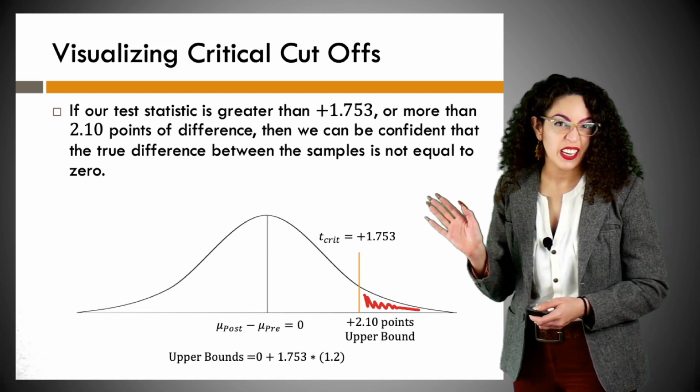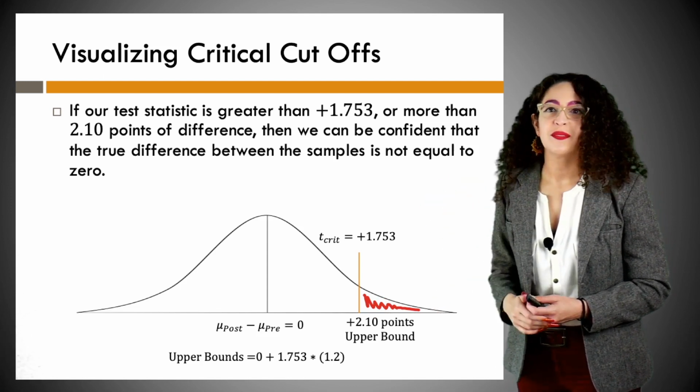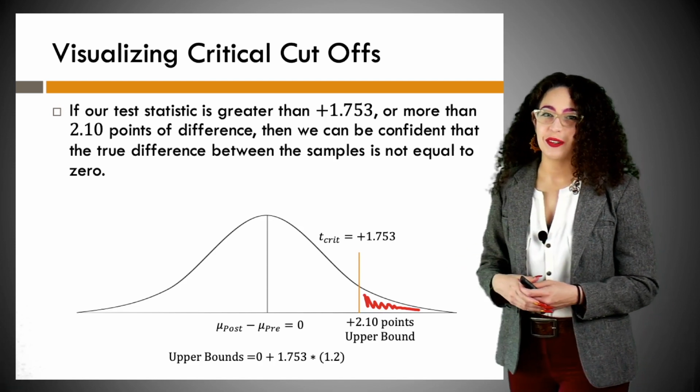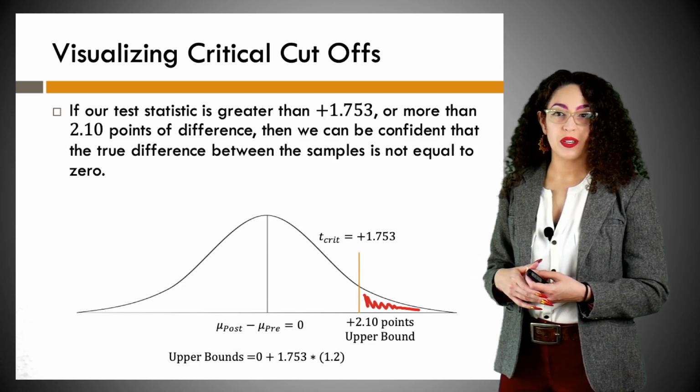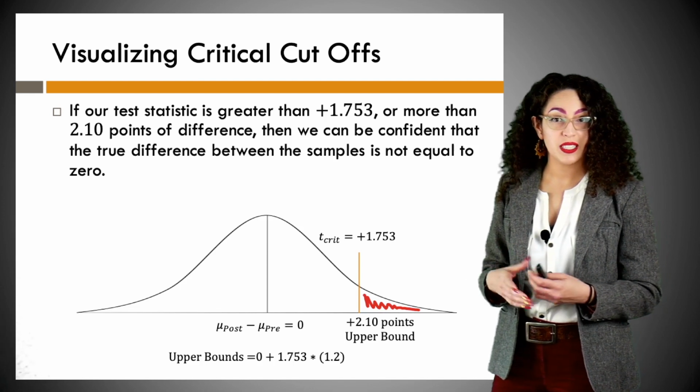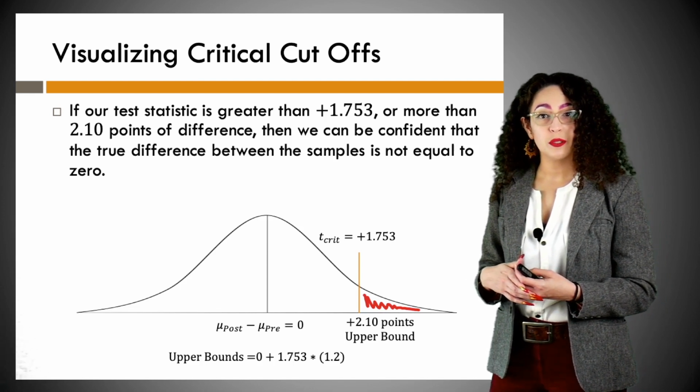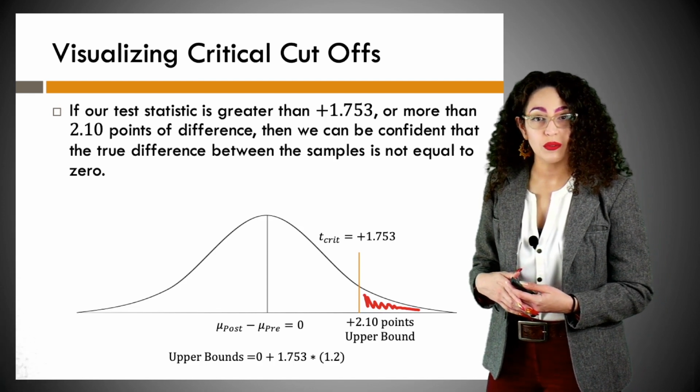I made it significant because I'm a big journaler. So if our test statistic is greater than 1.753 or more than 2.1 points of difference in that well-beingness scale, we can be confident that the true difference between the samples is not equal to 0.